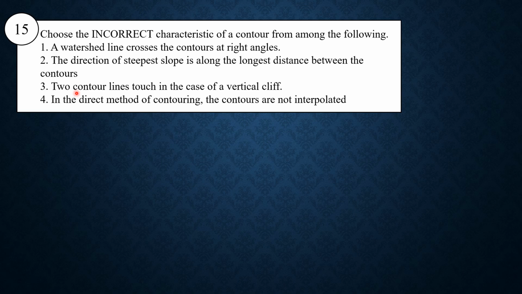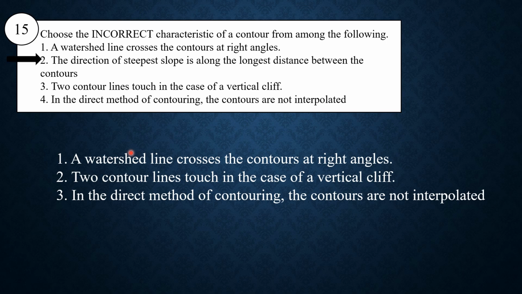Then third option, two contour lines touch in the case of a vertical cliff. Correct. In the direct method of contouring, the contours are not interpolated. This is also correct. So here option number second is the incorrect characteristic, but for this question option number second is correct.